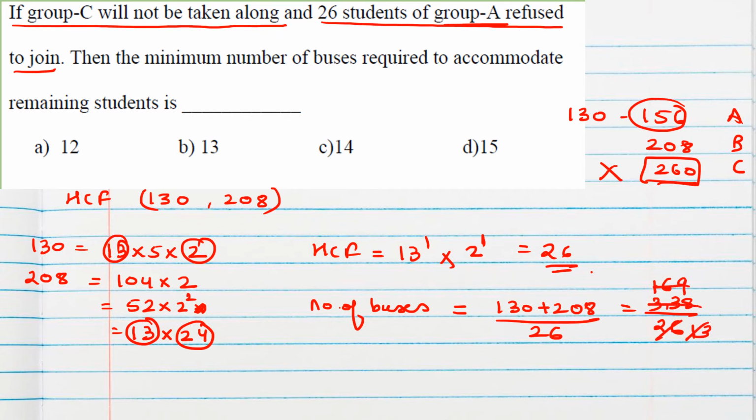So 13 ones are 13, then 13 threes are 39. So 13 buses are required to accommodate these many students. So the answer is B.